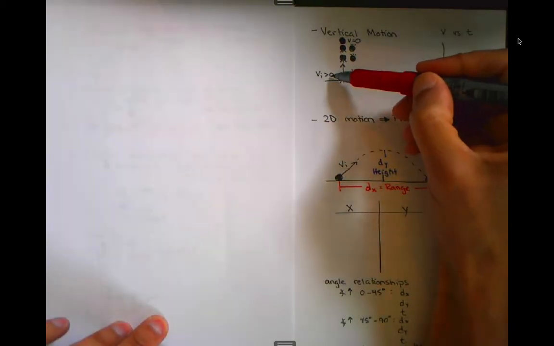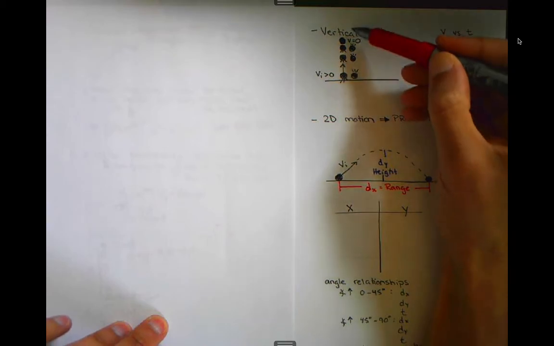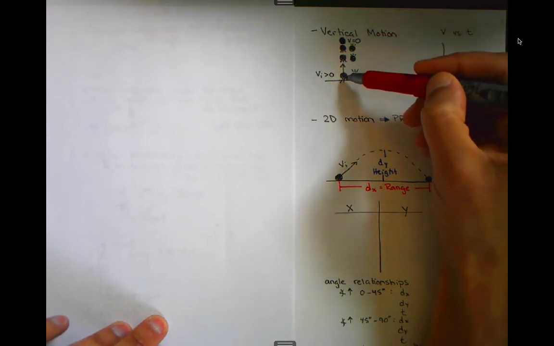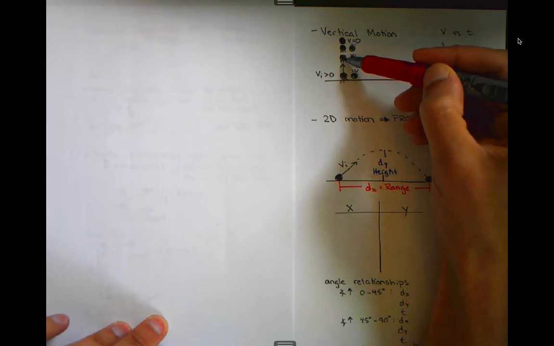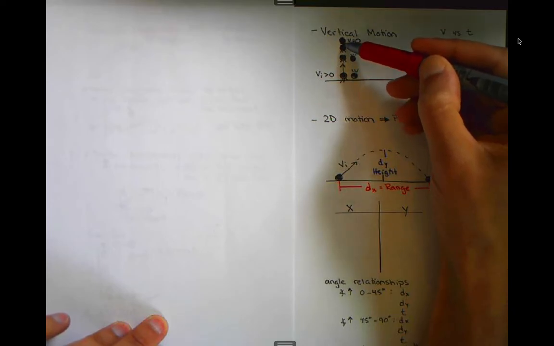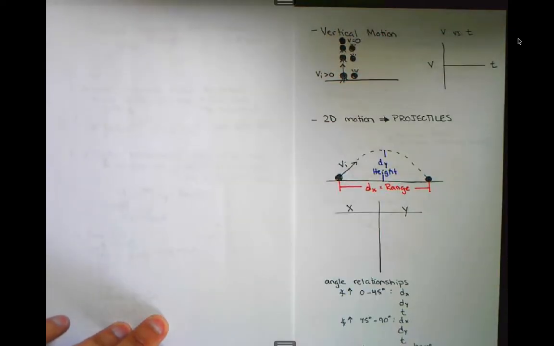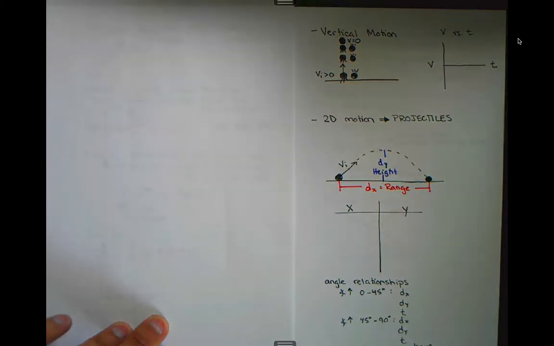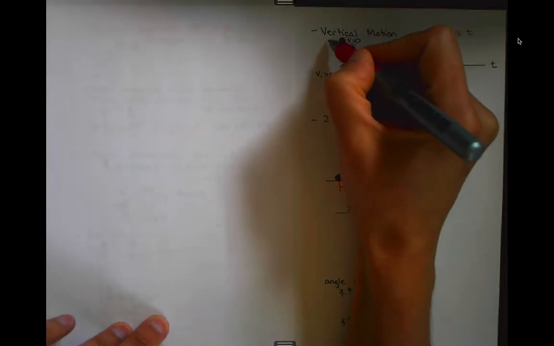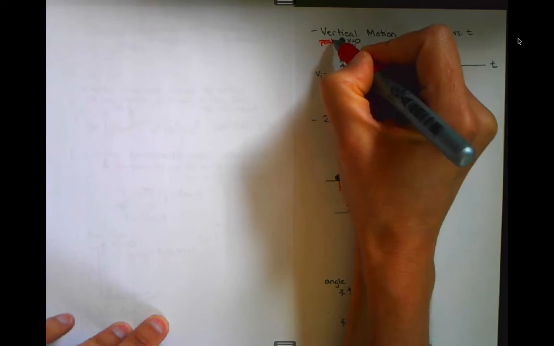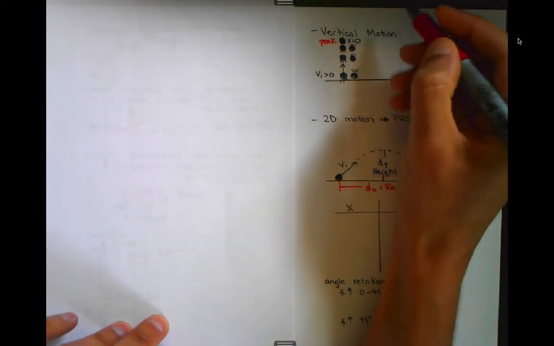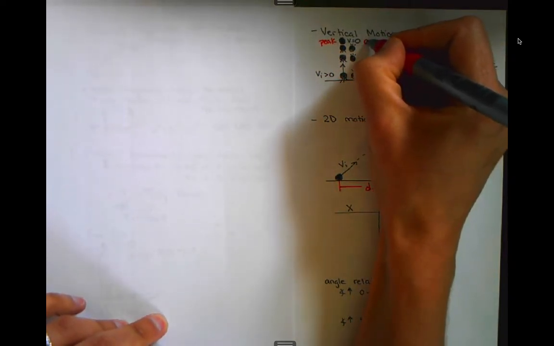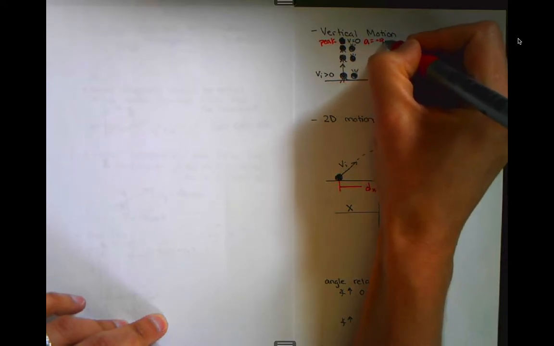Right? So vertical motion, now you have your initial velocity has to be greater than 0 because you want this to go up. So as it goes up, notice that the distance it travels is pretty large, and then that gets smaller and smaller and smaller because as it travels up, the velocity is decreasing. And then it gets to the peak up here where the velocity is 0. Remember, it has to stop for a split second, but the acceleration is still negative 9.81.